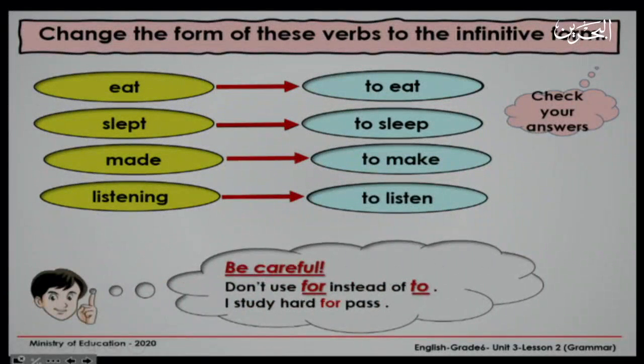Be careful, don't use for instead of to. Like the example we have, I study hard for pass. It's wrong. We have to say, I study hard to pass.